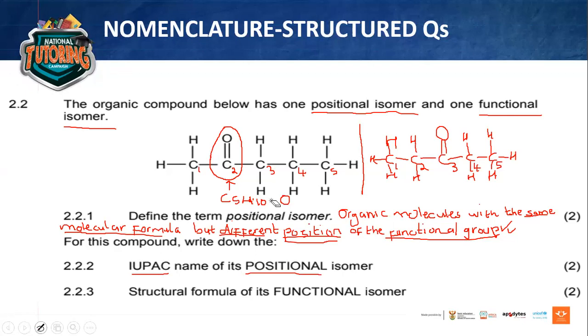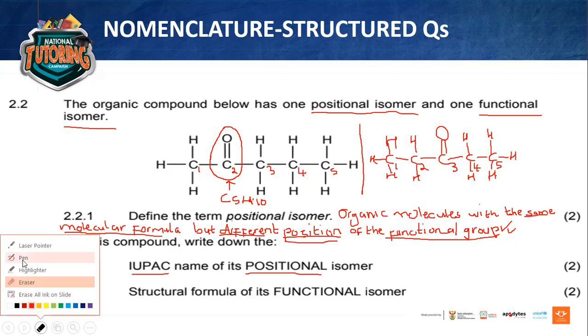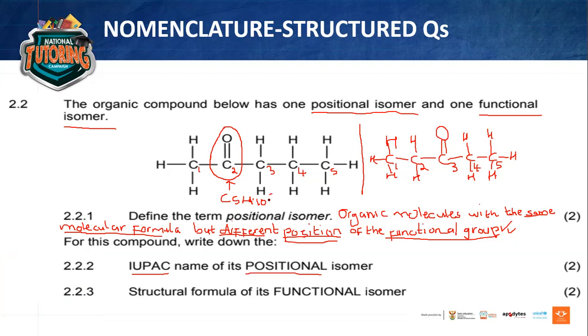The oxygen is isolated. There we go. My pen, there we go. If you look at this molecule again, it is also C5H10O. Can you see that these 2 molecules have the same molecular formula? They're both C5H10O, but the position of the functional group is not the same. There it was on 2, here it is on 3.